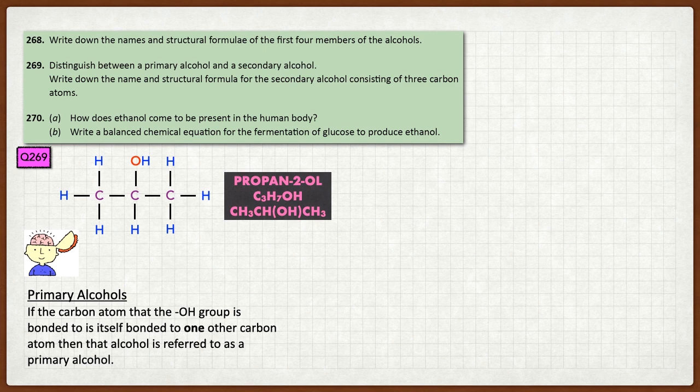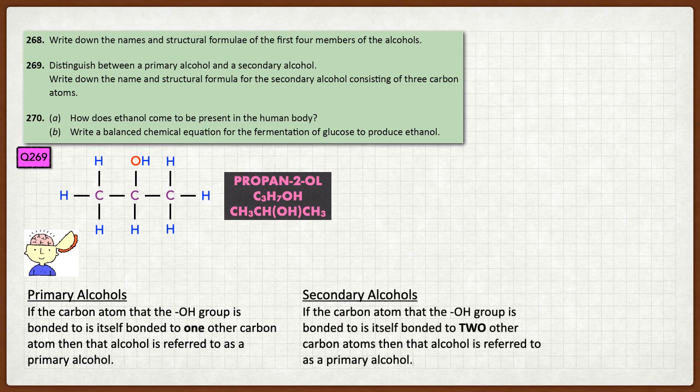So my definition of a secondary alcohol is if the carbon atom that the OH group is bonded to is itself bonded to two other carbon atoms, then that is referred to as a, well, I should say secondary rather than primary. I'll change that after the video. I think you know what I mean there.